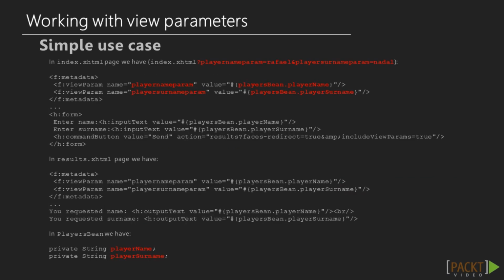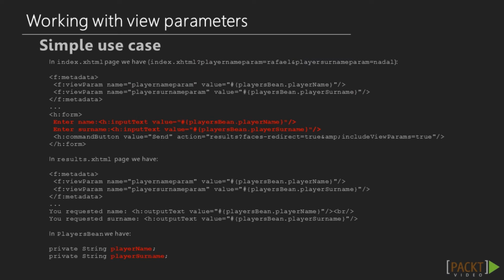Further, let's see a simple and common use case of view parameters. Let's suppose that we have the following code and we want to understand what is happening here. First, the request parameter names match the names of the view parameters. So the view parameters take the request parameter values and finally store them in the player's bean under the player name and player surname fields. So we set the managed bean fields via view parameters.